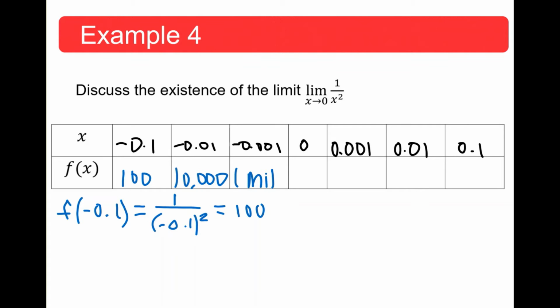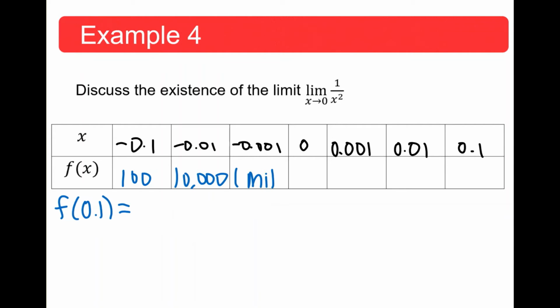Now let's do the same with the values to the right of 0. Let's start with x equals 0.1. So now we substitute 0.1 for x everywhere in the function. Now type this into your calculator and we get 100. Complete these same steps for the rest of the values, or you can use the table function in your calculator.